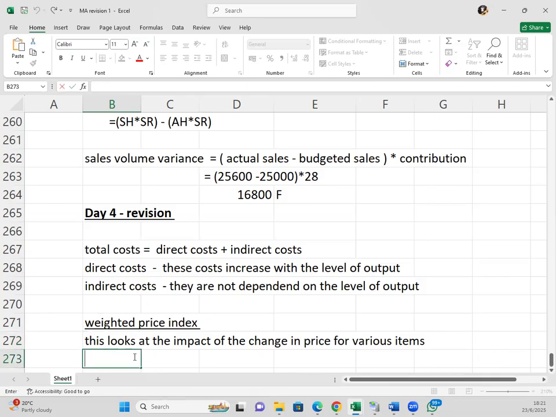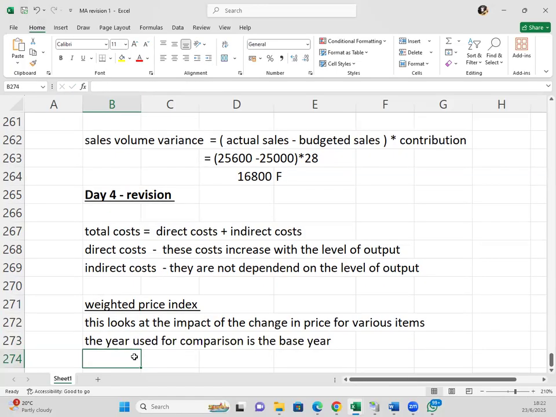So we have what we call the base year. The base year is the one that we are using for comparison. If there is a change in price, we are looking at a change as compared to another year. The year used for comparison is the base year. The prices have risen against what? The base year is the year we are using for comparison.